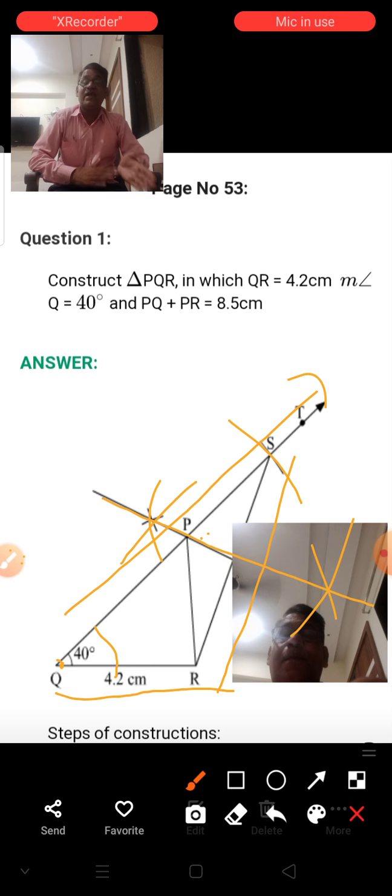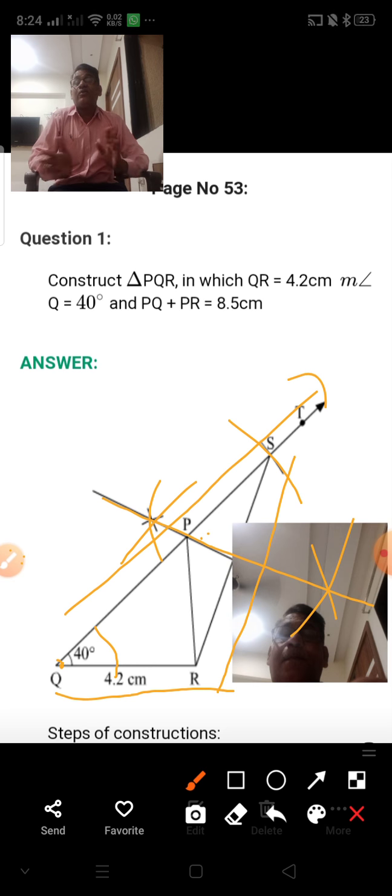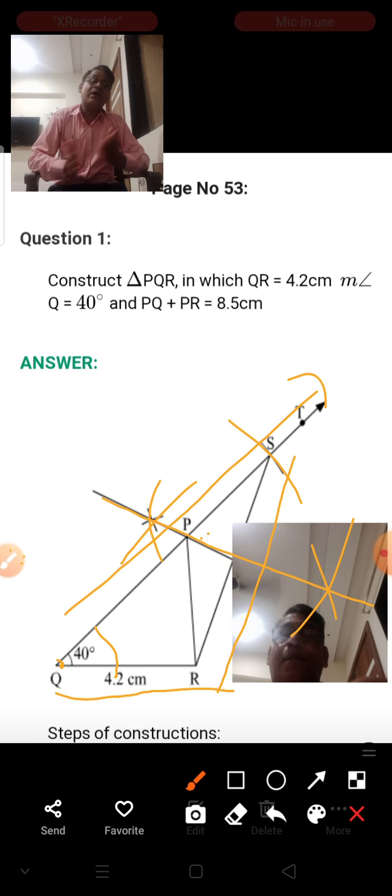First you have to draw the base, then you have to make a base angle and draw the ray. Then you have to take a distance of 8.5, means the addition of the other two sides, and keep the compass on Q and make an arc on ray QT. That is called S, and join SR. After that, the next step is you have to draw the perpendicular bisector of SR.